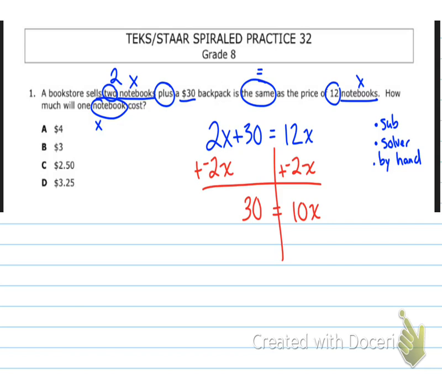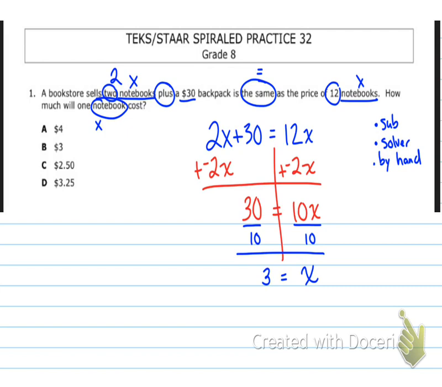Next, X isn't by itself. So what's the only thing in the way? It's a 10. So what's the inverse of multiplying by 10? Dividing by 10. And what I do to one side, I do to the other. This leaves me with X is equal to, what's 30 divided by 10? 3. So doing it by hand is pretty easy.